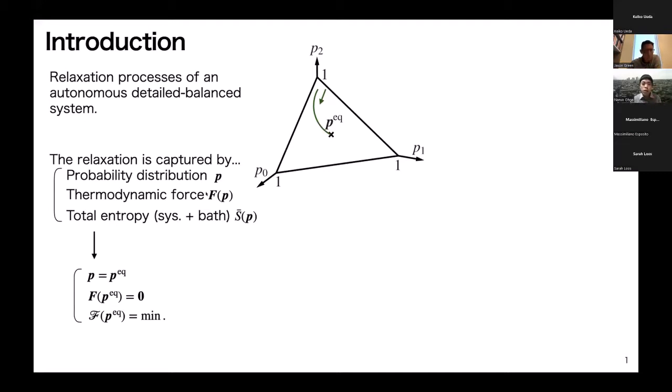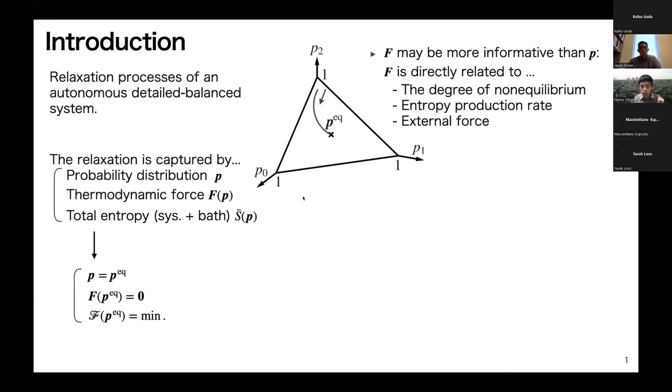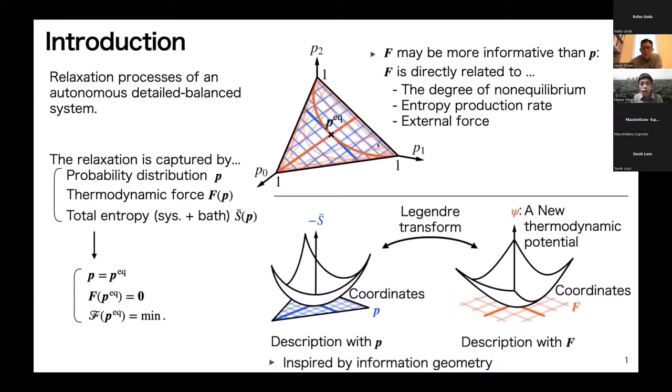Well, so among these quantities, one might say that P alone is sufficient to describe the relaxation process because any other quantities can be expressed as a function of P. But F is often more informative because it's directly related to these thermodynamic quantities. So here's a question. Can we fully and reasonably describe a relaxation process based on thermodynamic forces? Well, in this talk, I will answer yes by constructing this structure of Legendre duality.